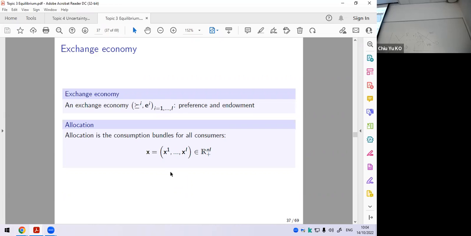Is X negative? No, it's all positive numbers. Even if I give something in order to exchange, it's still positive for you. It's allocation, like I dictate how much you are consuming. E is what you have at the beginning, X is what you have at the end. That's it. Should X be greater than E? No, because you can change.